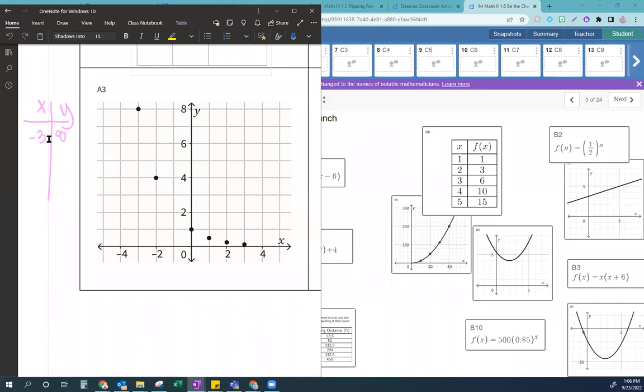Another one is going to be -2, 4. Another one is 0, 1. And all the other values look like, I think that's a half, but I'm not exactly sure. And because I'm not exactly sure, I'm not going to write it down. Okay. So now I'm looking for anybody that matches this.